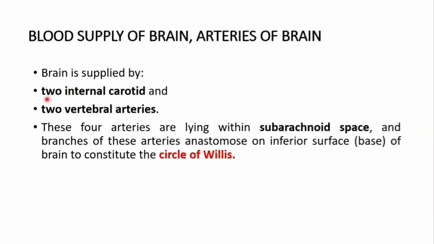The brain is supplied by two internal carotid arteries and two vertebral arteries. The two vertebral arteries unite to form the basilar artery. These four arteries lie within the subarachnoid space, and branches of these arteries anastomose on the inferior surface of the brain to constitute the circle of Willis, whose detailed formation and diagram will be discussed with a visual mnemonic. It's very unique to my lecture.